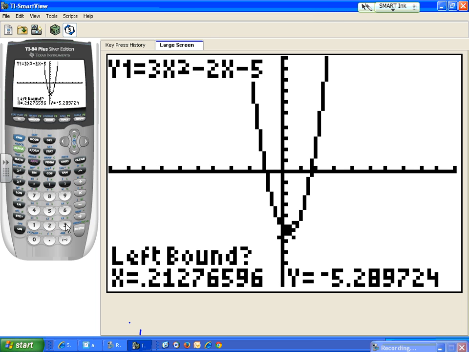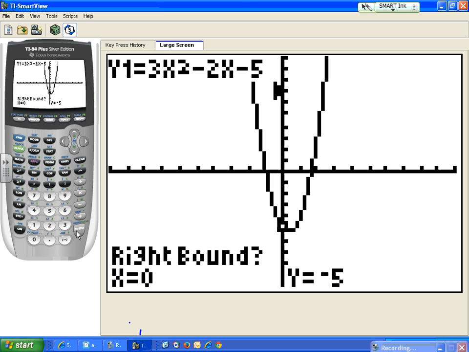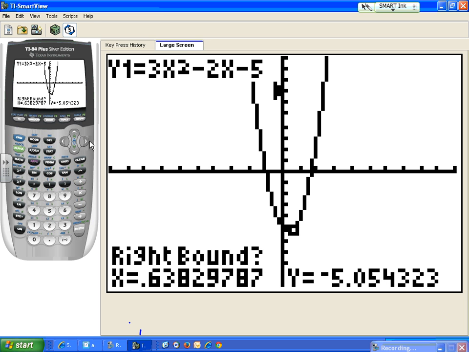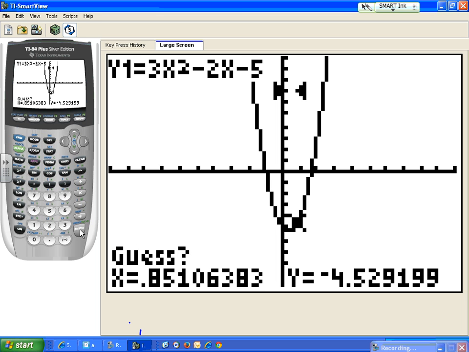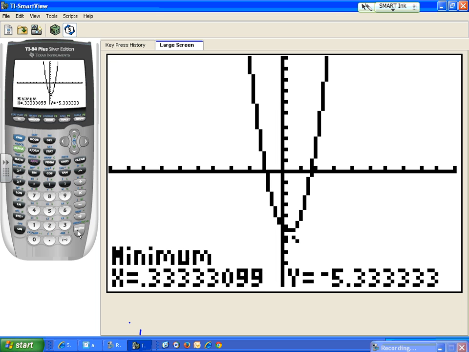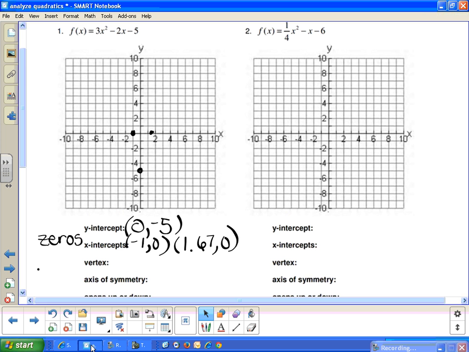Same thing, left bound, right bound. So I'm going to go to the left, press enter. We're going to go to the right. Doesn't really matter how far, you just want to be on either side of it. Press enter. There's my 2 arrows up at the top again. So that's my minimum: 0.33, -5.3. So when I go back to my paper, we have 0.3 and negative 5.3, so it's a little bit below, and then we can draw the line.